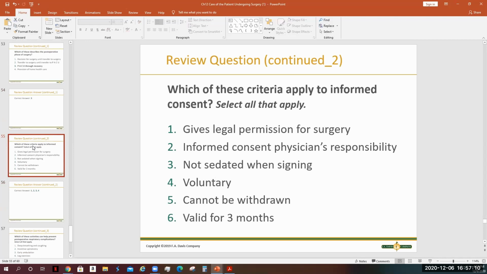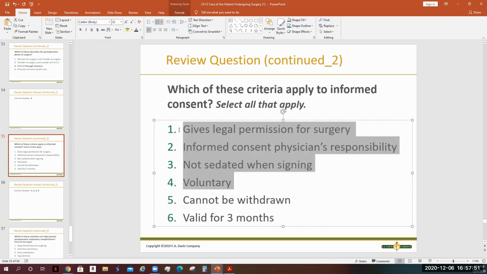Okay, the next one is, which of these criteria apply to informed consent? Number 1, it gives legal permission for surgery. Yes. Number 2, informed consent, physician's responsibility. It is the physician's responsibility. That is true as well. Number 3, not sedated when signing. That is true as well. 4, voluntary. That is also true. 5, cannot be withdrawn. That's not true. And 6, valid for 3 months. Not necessarily. So that's not the case. The answer is 1, 2, 3, and 4.